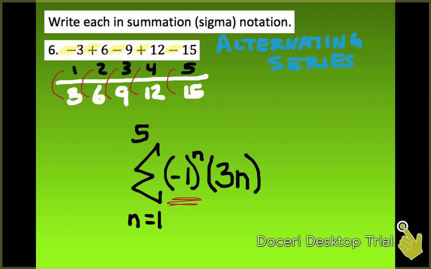So we now have an alternating series starting at 1 going through 5, so the sum from 1 to 5 of negative 1 to the nth power, that's the alternating part, of 3n, and that gives us all of our numbers over here. I know this is a little tricky. We're definitely going to practice this some more tomorrow, coming up with the formulas and all that. So if you need to, watch another section of this just to make sure you got it, and I will speak to you tomorrow. Have a wonderful evening.